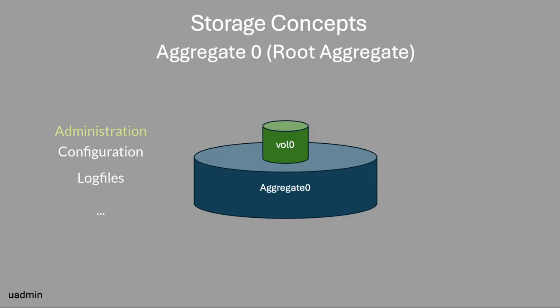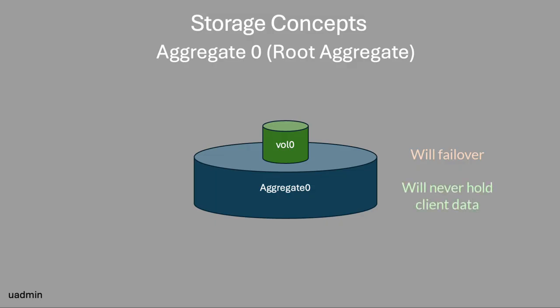This volume holds the configuration, the log files, backups of the configuration, and some more administrative stuff. This does not mean that the aggregate, which is commonly named aggr0 of the node, does not fail over in case of a node outage, or upgrade, or any other reason why the node is down. It will fail over like any other aggregate, but it is not for client data. Well, that's the important takeaway. So in the end, you usually have at least 2 aggregates per node, the root aggregate and a data aggregate.